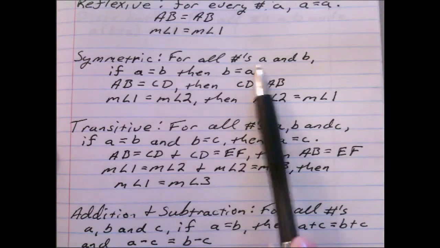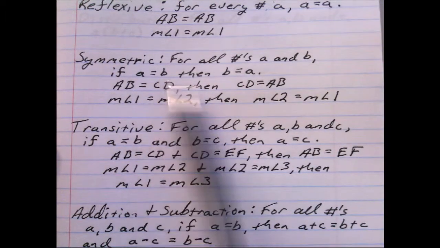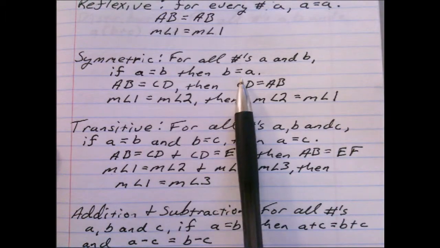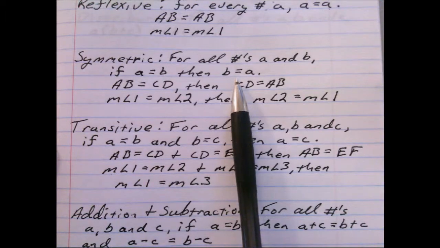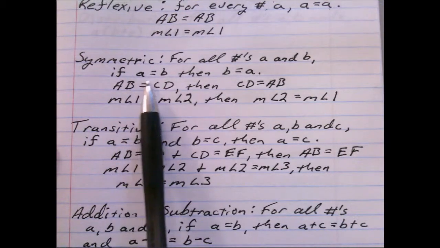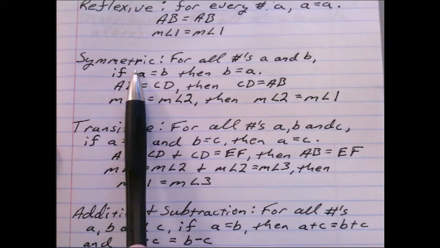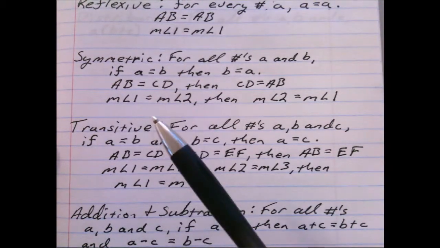So for all numbers A and B, if A equals B, then B equals A. We use this one oftentimes when we're trying to prove something, but we have them in the reverse order. So let's say we're trying to prove that B equals A, but when we work it out, we get A equals B down at the bottom. So then we use this symmetric property to be able to flip their positions.